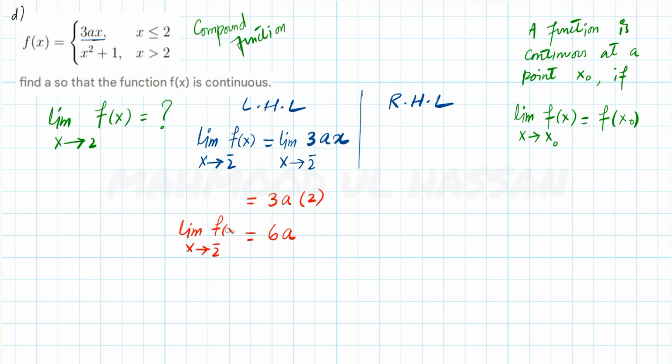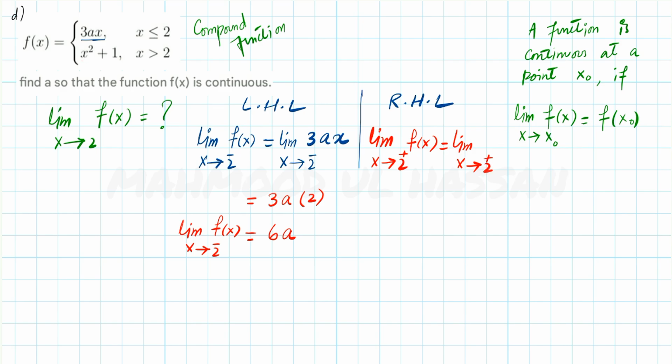Got it? In the same way, the right hand limit becomes the limit as x approaches 2 on the right side. For the notation, we have to write a positive sign on the superscript of 2, and the function f of x. So here, the limit as x approaches 2 on the right side, what will be the function?